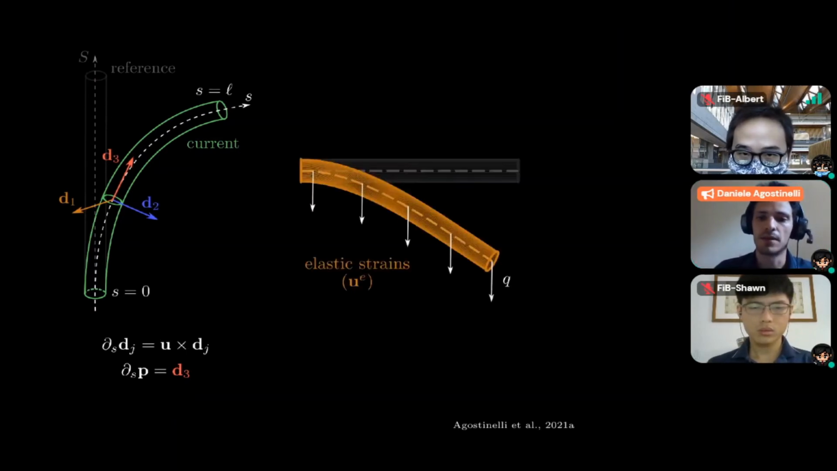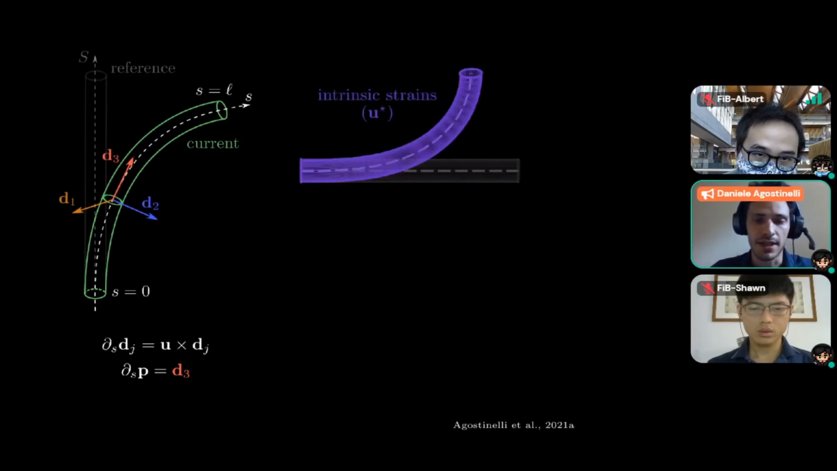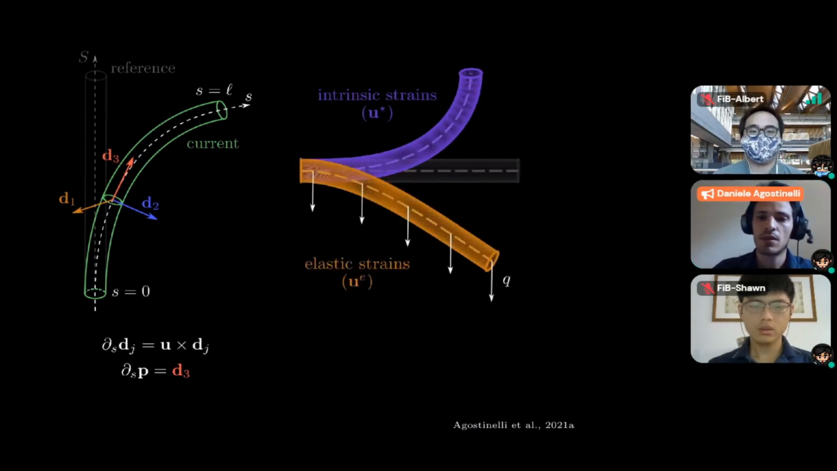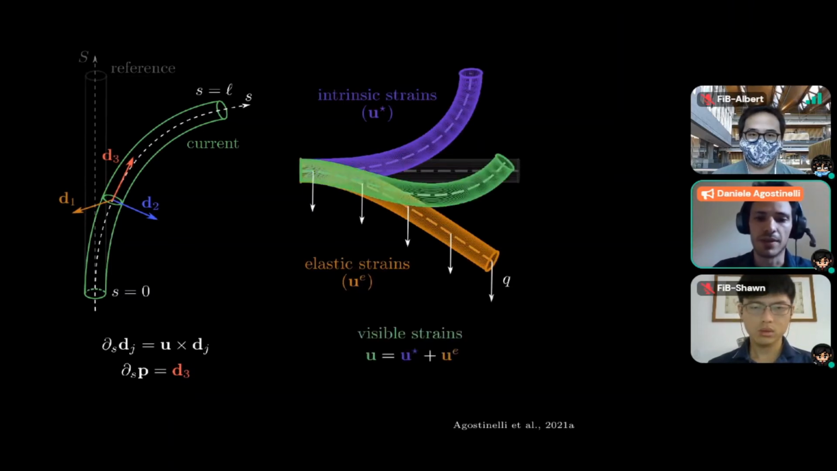We assume that this vector field can be decomposed in an additive fashion. In other terms, there is one part, which is the elastic strain, which is due to a uniformly distributed loading due to gravity. And then there is an intrinsic strain, which is visible when there are no external forces. If you have both intrinsic and elastic strains, then the visible strains will be the result of the two. It will be a sum.